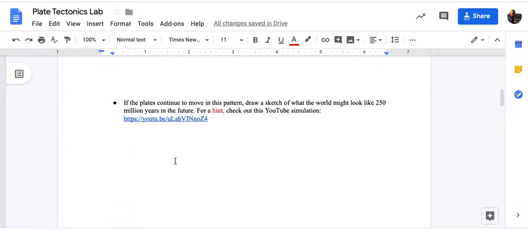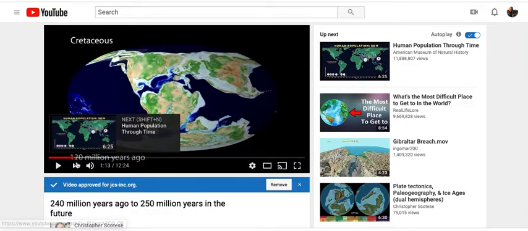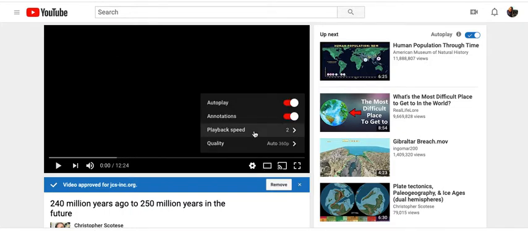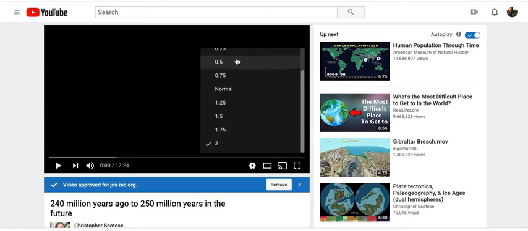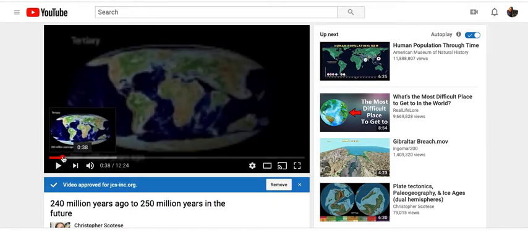On the next one, if the plates continued to move, what would it look like 250 million years from now? Now, since that's hard for somebody like me to imagine, I don't know necessarily where they're going to float, I actually looked up a YouTube link for you that I thought was pretty good. It is this one here. It is a 12-minute animation, and because this one is really slow, where the other one goes too fast, I moved the playback speed using the gearbox to 2, so it goes twice as fast as usual.